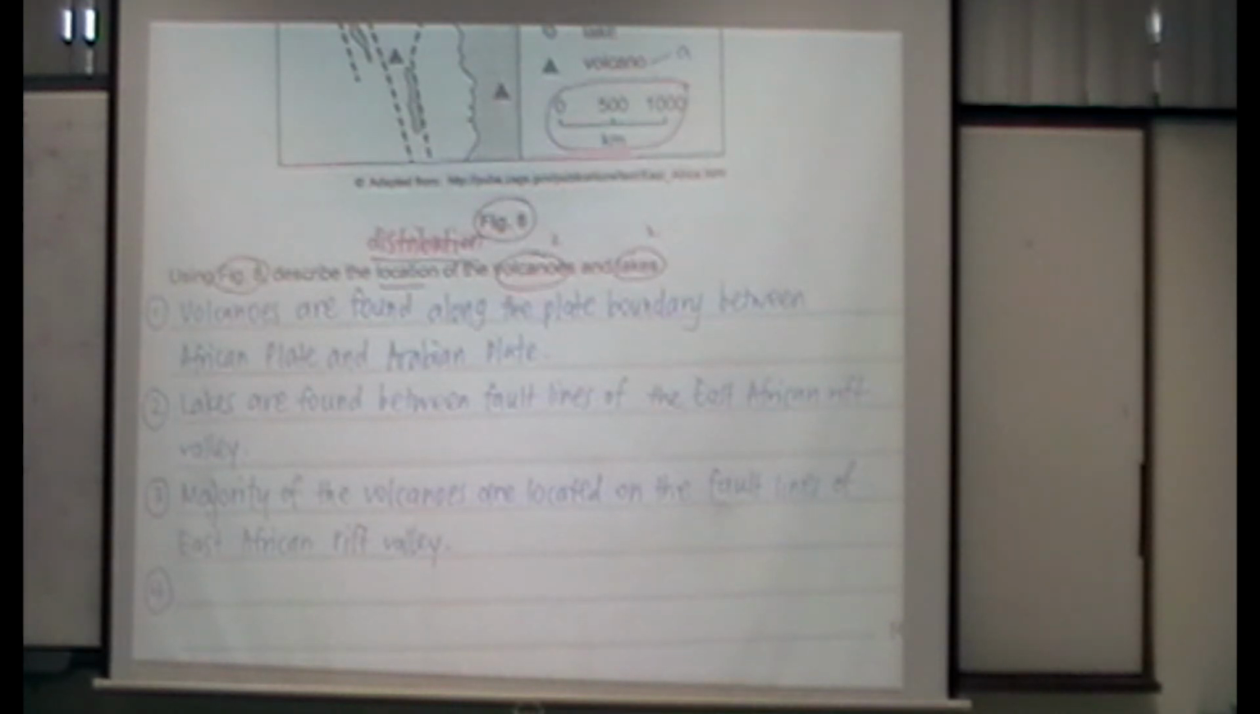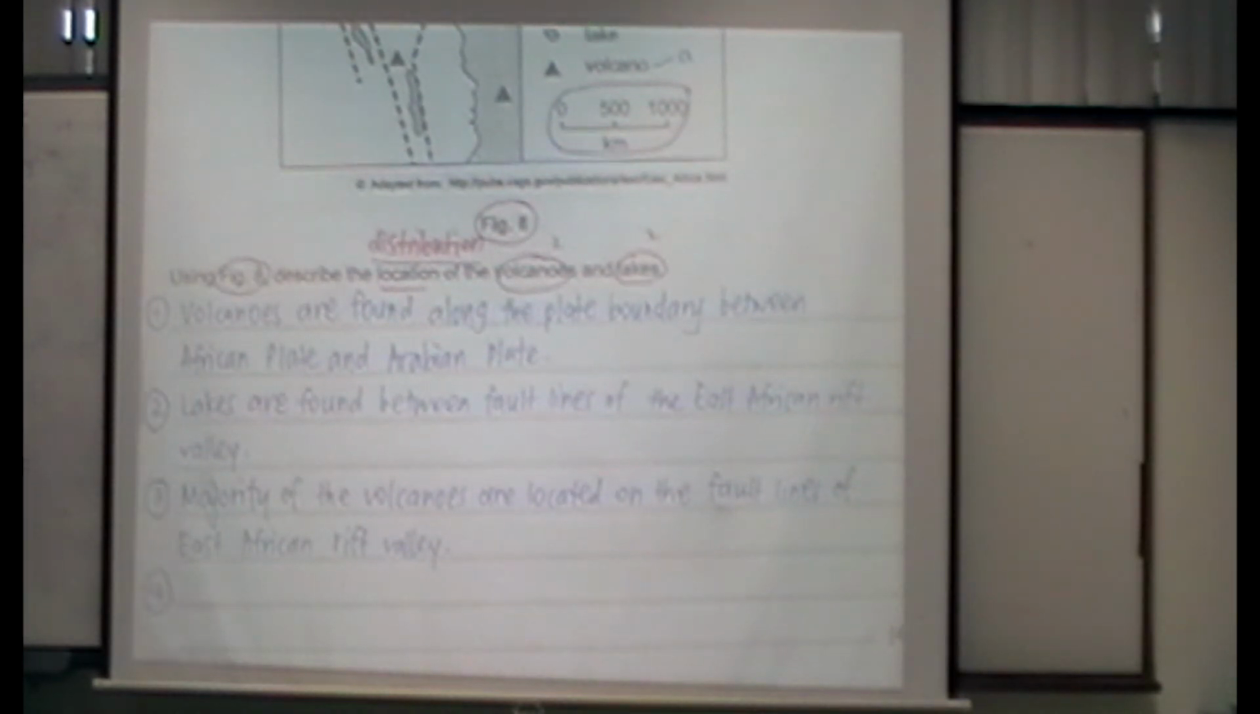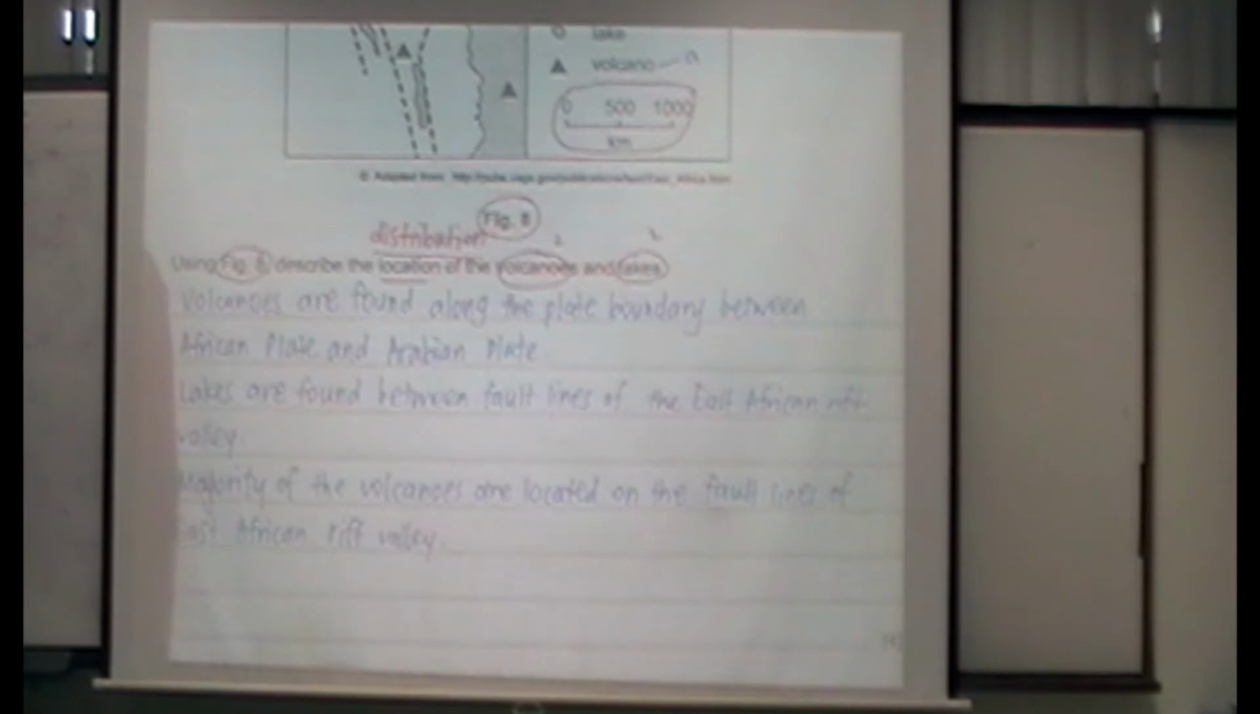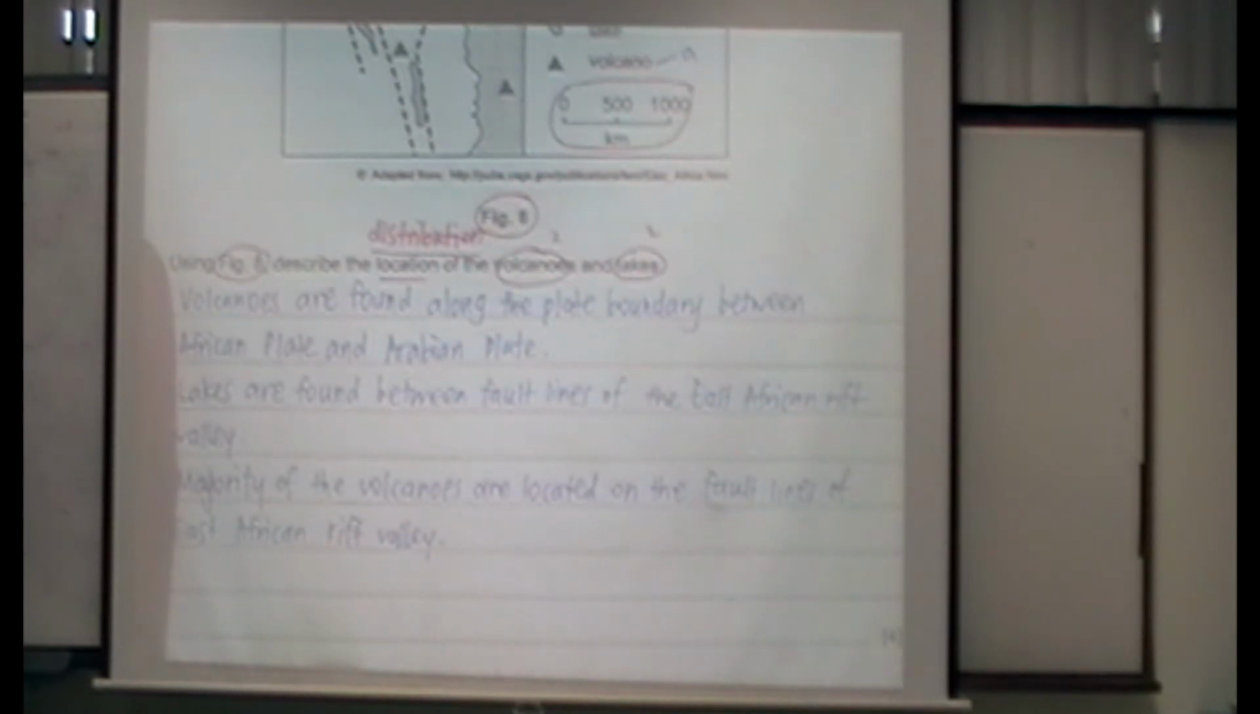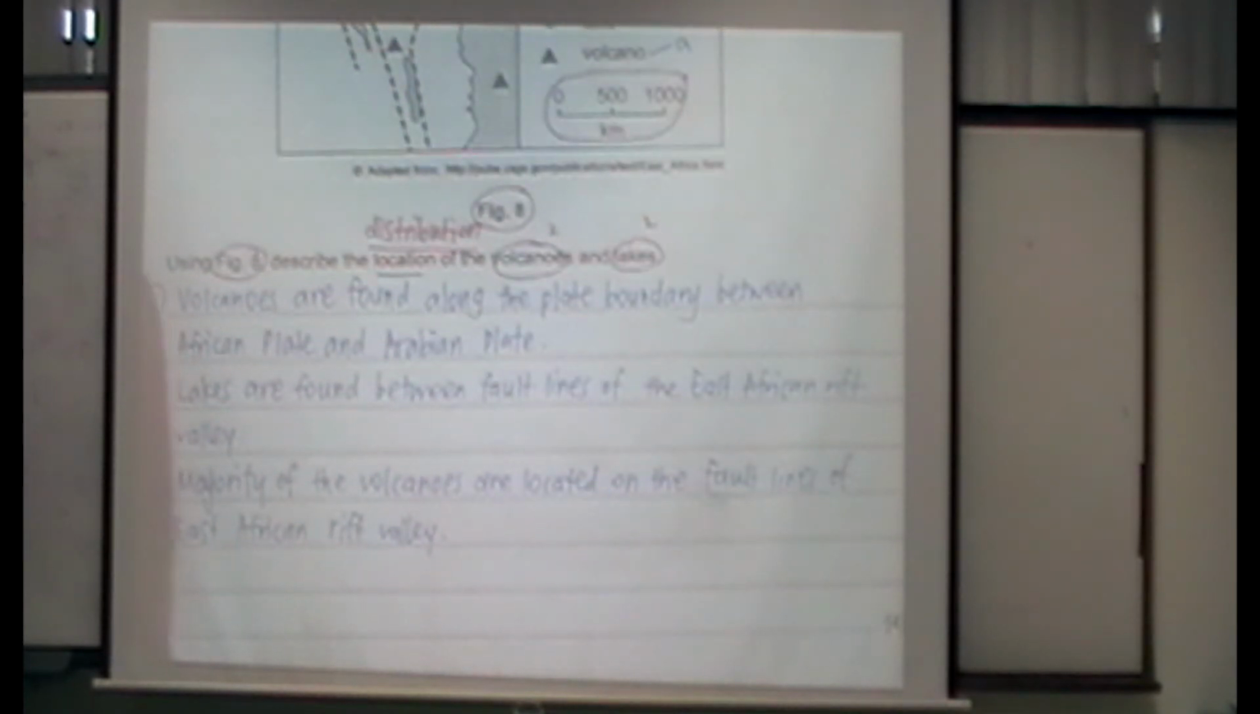Okay, wait. Is there a need for you to write numbers 1 to 4 in your answer? No. I'm just writing this down to make it easier for you to see. But in your actual answers, there's no need for you to number them. It's better not to because you're supposed to write in prose. If you write like this, it seems as though you're writing in point form. Just don't write the numbers.